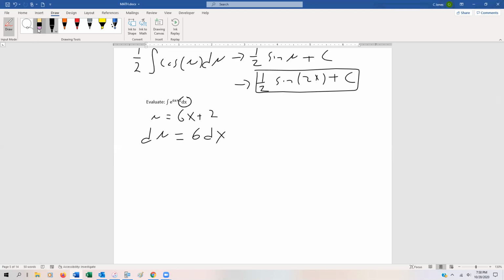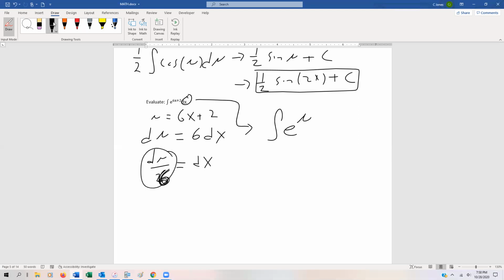So just like we did in the previous example, we're going to divide by 6 instead of 2. So du over 6 is going to be equal to dx. And now our integral in terms of u is going to be the integral of e to the u. And instead of dx, we're just going to substitute du over 6. We can factor out a 1/6.